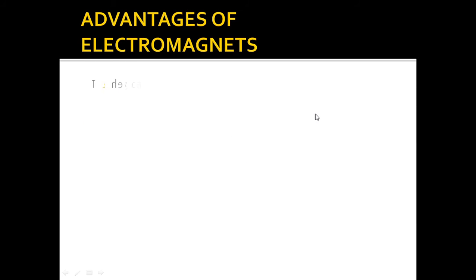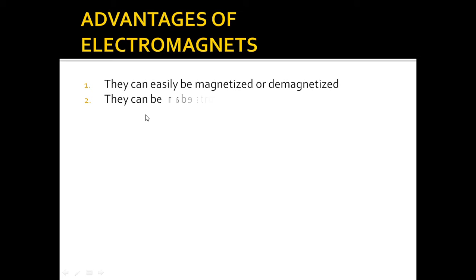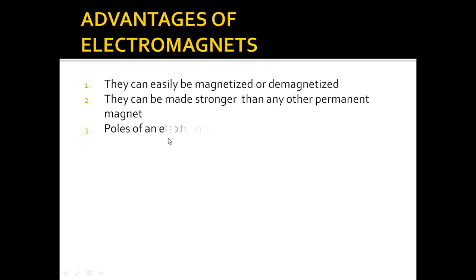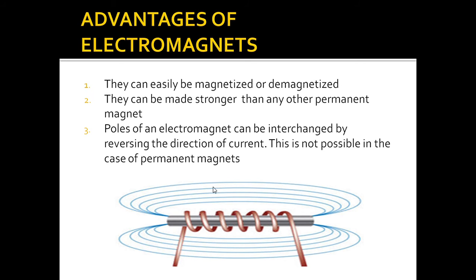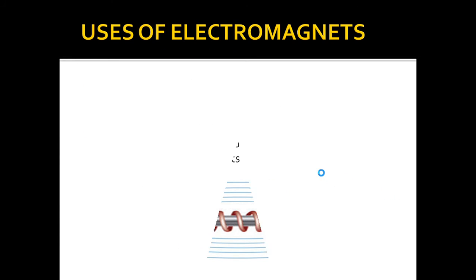Advantages of electromagnets. They can easily be magnetized or demagnetized. They can be made stronger than any other permanent magnet. Poles of an electromagnet can be interchanged by reversing the direction of current. This is not possible in the case of a permanent magnet. This is also a picture of an electromagnet.